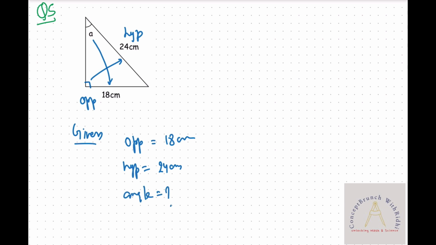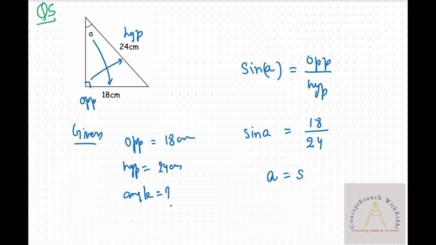Okay. So opposite and hypotenuse, which is best suitable for us? It should be the sine. So we can write sine A is equal to opposite divided by the hypotenuse. Okay. So opposite, that is given as 18, and hypotenuse, that is given as 24, and this is your sine A. But we need to find the angle, so we have to use the inverse trigonometry. So we can write A equals sine inverse of 18 divided by 24.